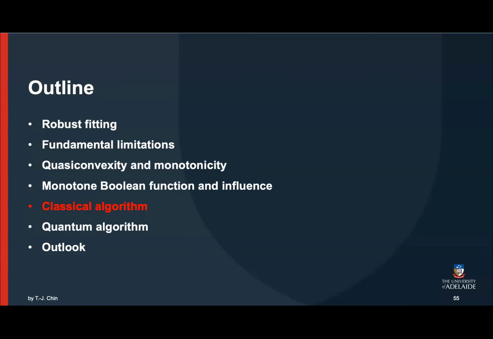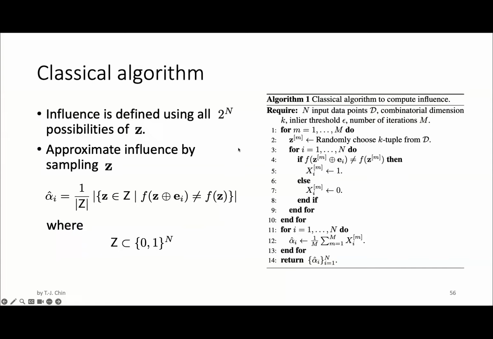Okay, so the classical algorithm literally is selecting subsets, and then you collect statistics over that subset, and you now have an approximate value alpha hat of the true influence, which you have no hope of computing because it's exponential. Small problems you can, big problems you cannot. And then you collect the statistics over a subset Z instead of the proper set Z with 2 to the n possibilities. And that's literally the classical algorithm.